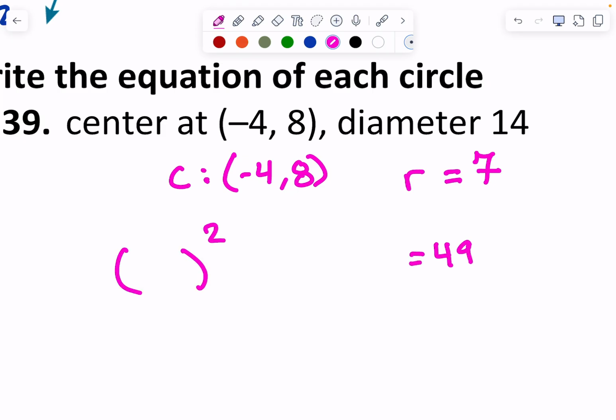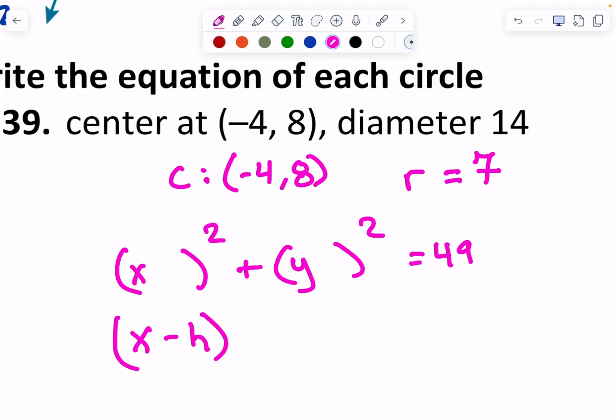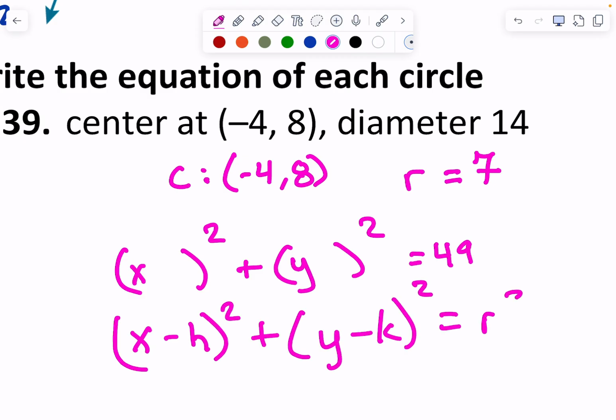Over here, this guy plus this guy. We have x and we have y. The equation for this is (x minus h) squared plus (y minus k) squared equals r squared. Do you have to put 49, or can I just put 7 squared? You need to put 49.